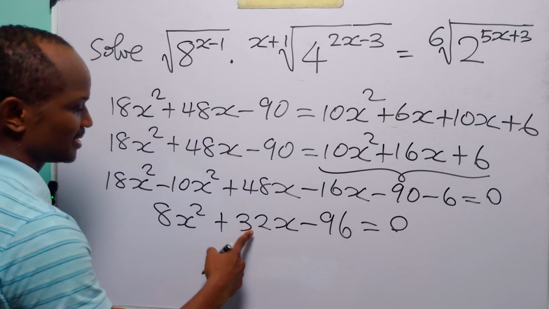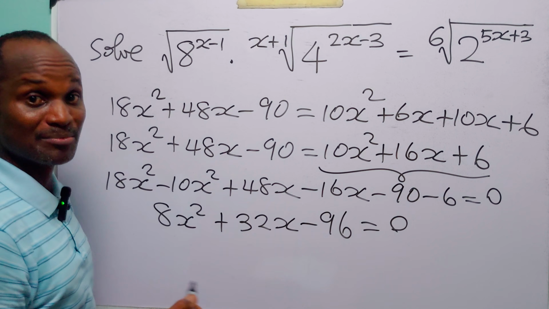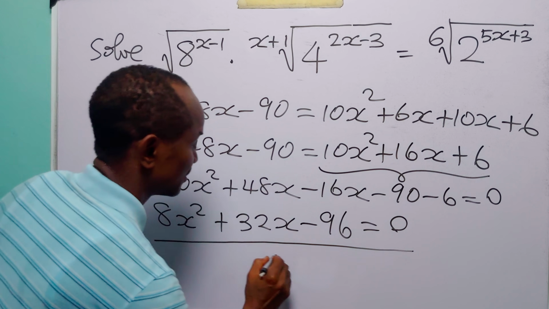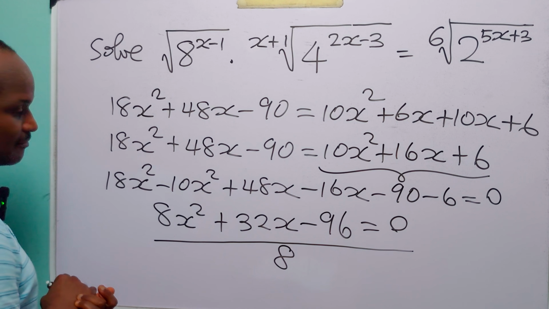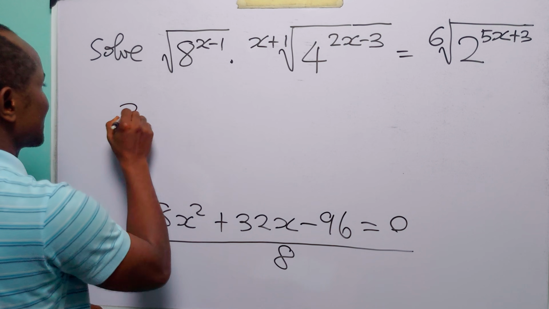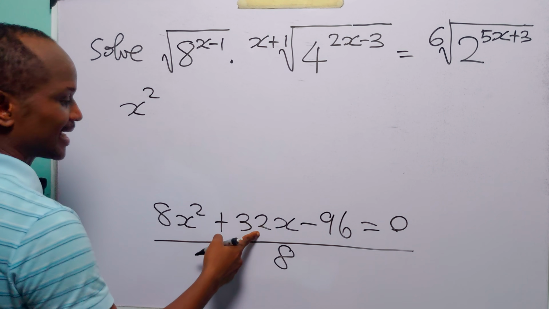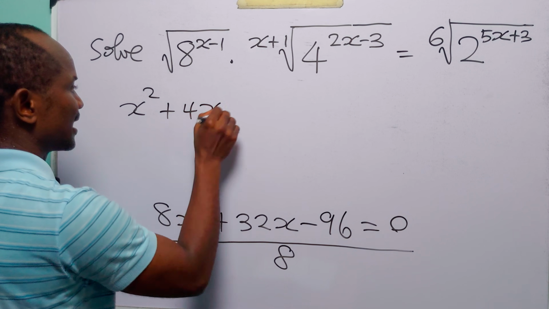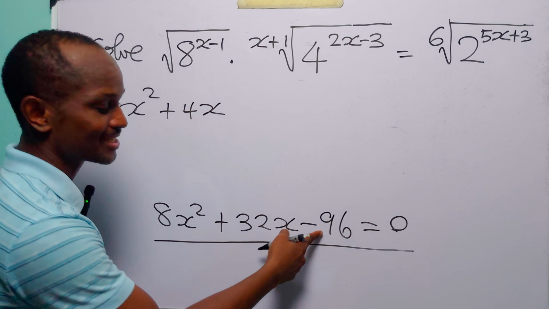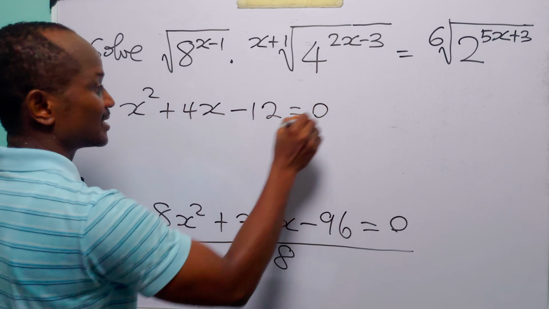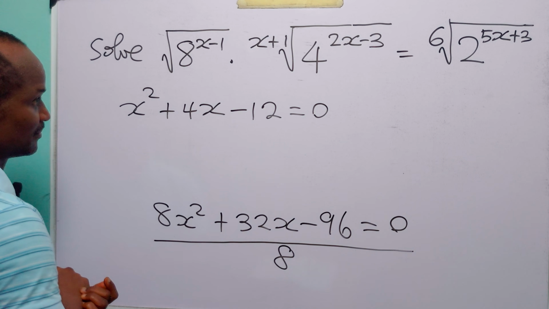Now notice that these three terms are divisible by 8. So let us divide through the equation by 8. 8x squared divided by 8 is x squared. 32x divided by 8 is 4x. And minus 96 divided by 8 is minus 12. And this is equal to 0.